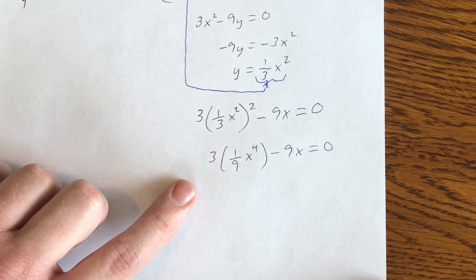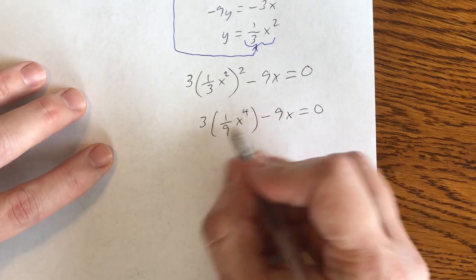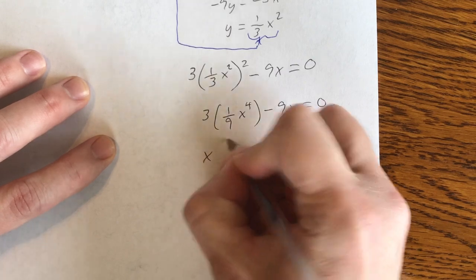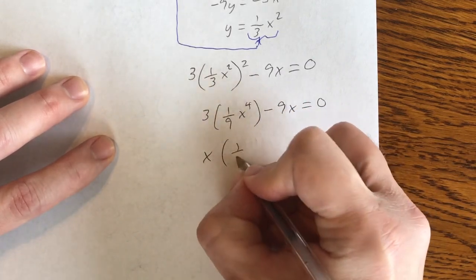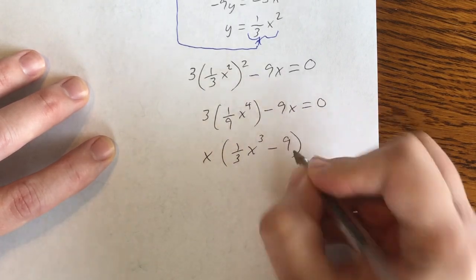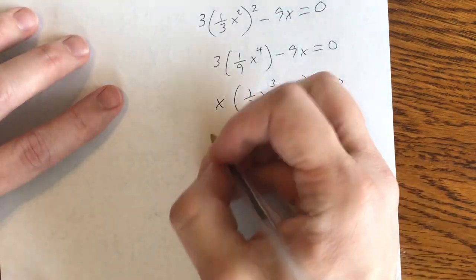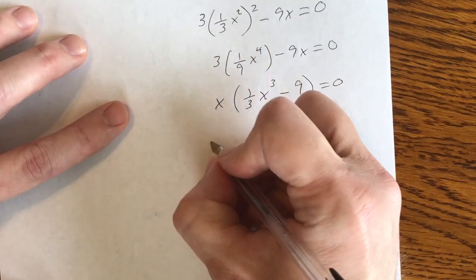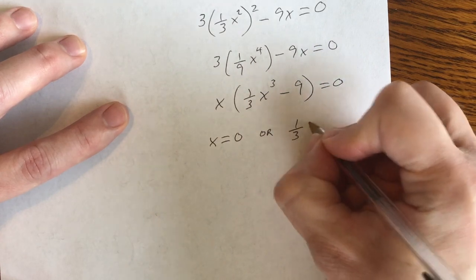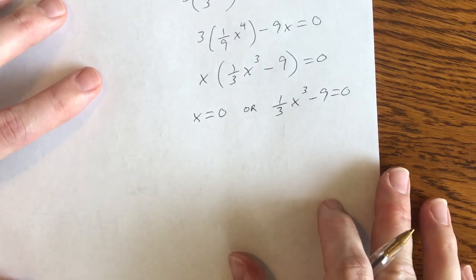Okay, so at this time, I'm going to do a couple things. So here we go. I'm going to factor out an x. I'm trying to solve this thing for x. So I'm going to factor out an x. And then what am I left with? Well, let's go ahead and simplify this. 1/3. And then you have x to the 3rd power minus 9. Remember, I factored out an x. All right. So now what we have here really are two factors that equal 0. So now we know x is equal to 0, or what? 1/3 x cubed minus 9 also is equal to 0.